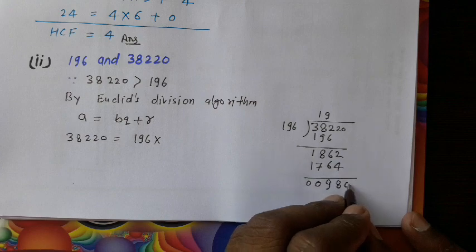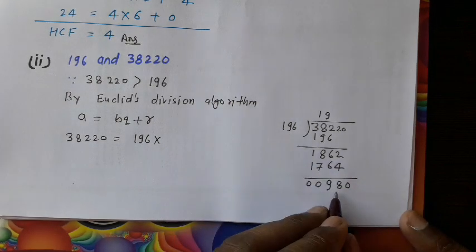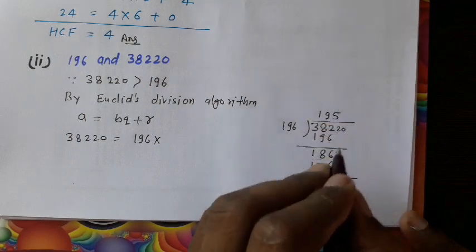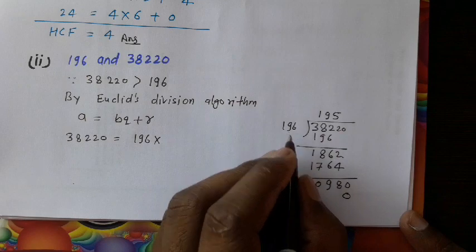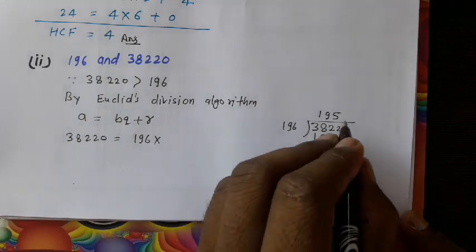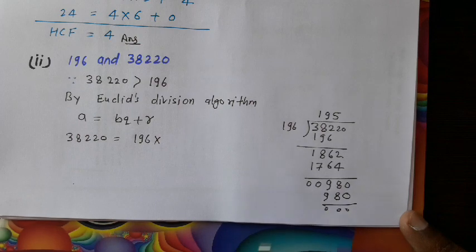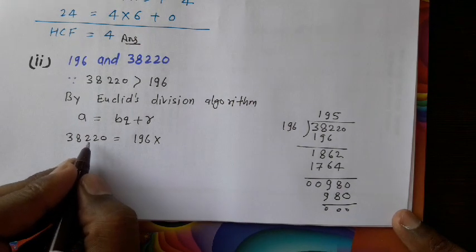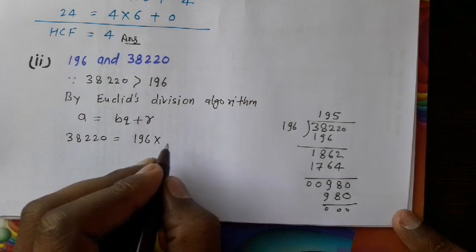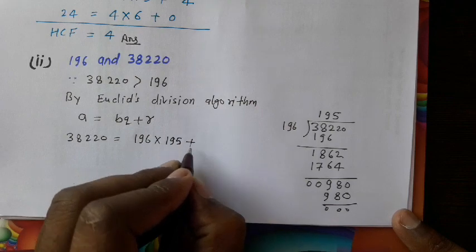Again you take 0. Now 19 fives are 95, so we can take 5 as quotient. 5 sixes are 30, 0 carry 3. 5 nines are 45 plus 3, 48. 5 ones are 5 plus 4, 9, so it will be 0. So you can write here 38,220 equals 196 multiply by 195 plus remainder 0.